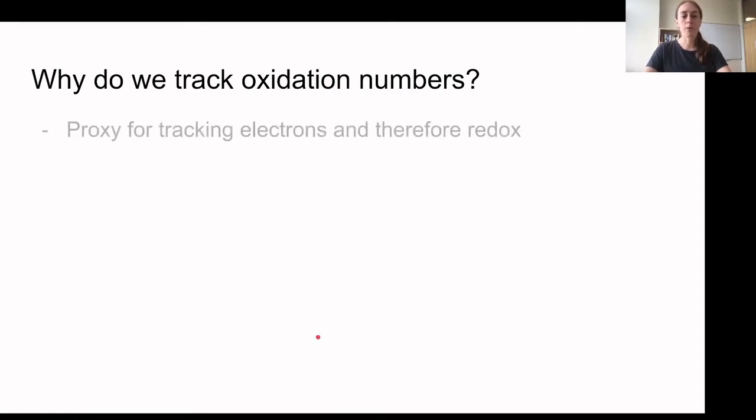Okay, so why are we doing this? We need to track oxidation numbers because this is a proxy for tracking our electrons. And remember, the donation and acceptance of electrons is at the root of our redox reactions.